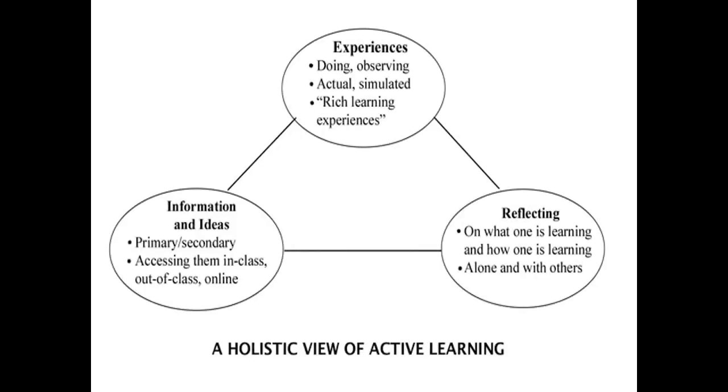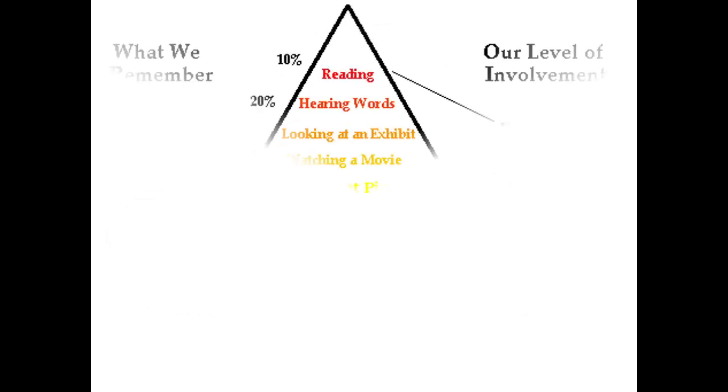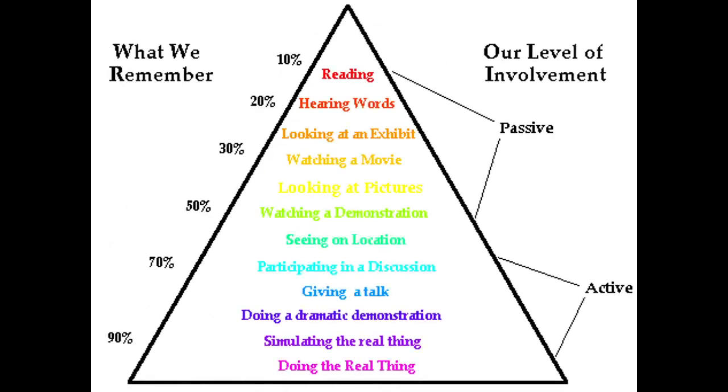Now, this is a holistic view of active learning, where a child should have experience, information, and ideas, and reflect on whatever they are learning. And there is a triangle. This triangle shows what we remember of whatever the child is learning: reading 10% and hearing words 20%, like that. But here it is showing what is passive learning and what is active learning.